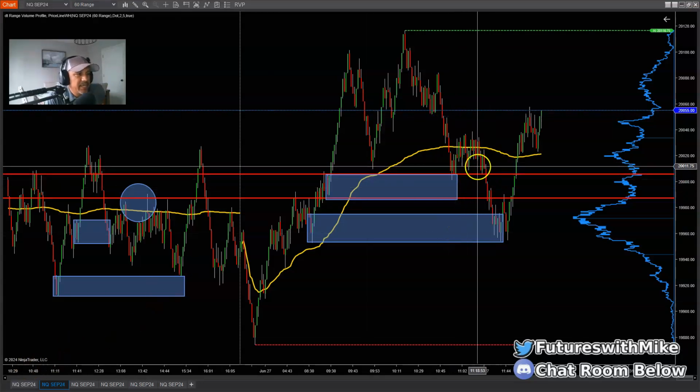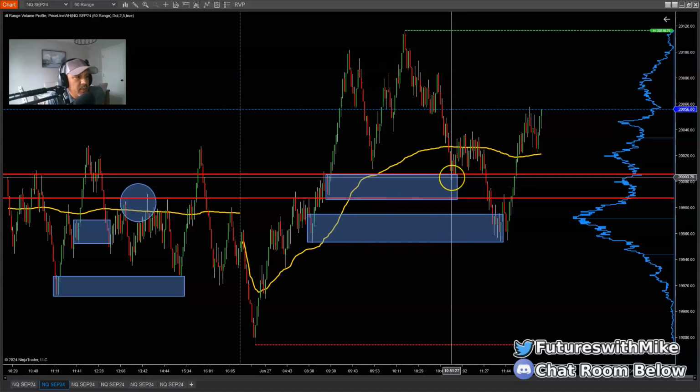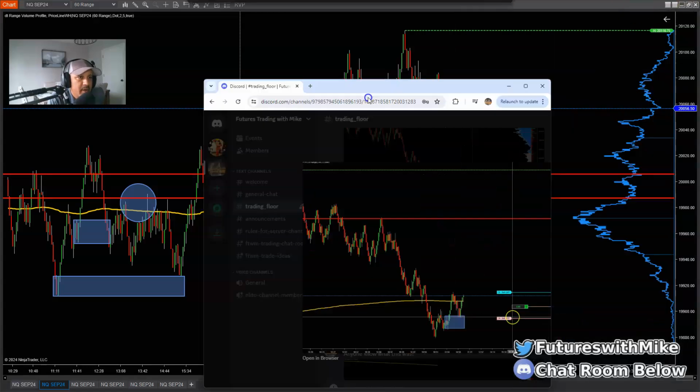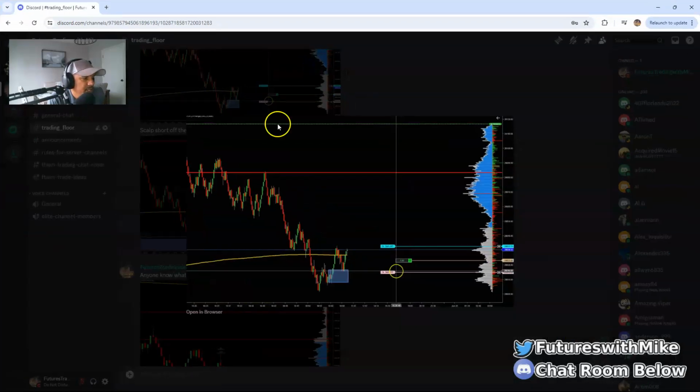And basically what I just looked for, it tapped the zone there. Once it tapped it, I moved down to my 24 range chart. And I'm going to show you the trade that I took right quick, because it's right here on the Discord for all those that want to see it. It was right here. Actually, all three trades I took today, I posted over in the Discord. So this was an entry going long. The next one was a short.